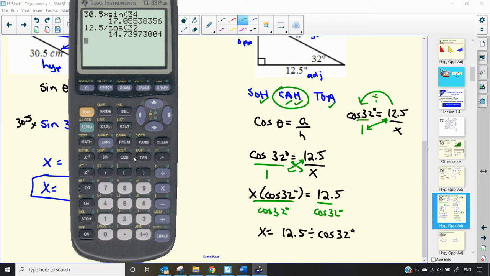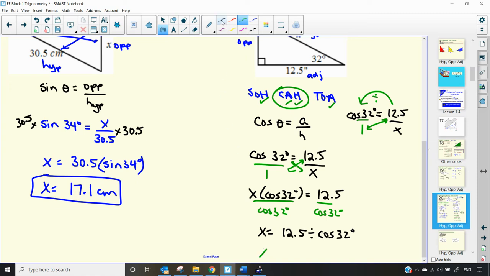Gives me 14.73973 and so on. Rounding to the nearest tenth, we have 14.7. So x equals 14.7 inches. Again, make sure you're remembering your units all the way throughout. You don't need to write them in during the question, but as our final step, we need to have those.